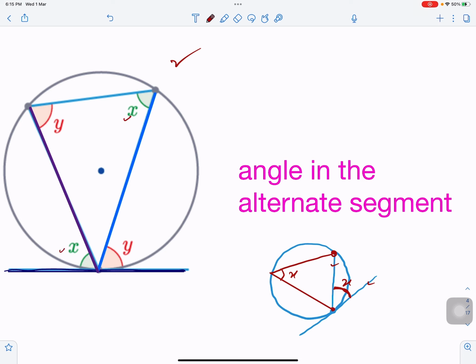Why? What is the reason? If you look at this tangent and this chord, the tangent and chord are making an angle here. The ends of the same chord are making an angle here on the circumference. Yes or no? So that's why the angle between chord and tangent is equal to the angle made by the chord on this other side. So this is the angle in the alternate segment.